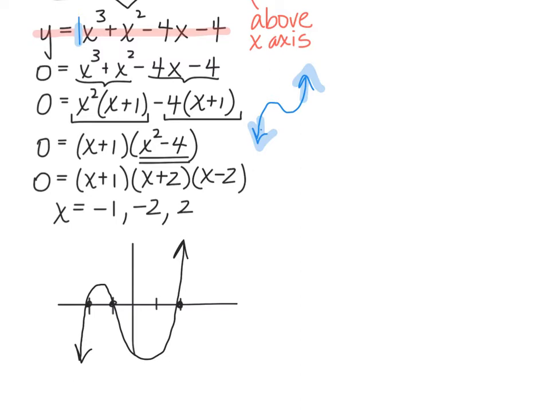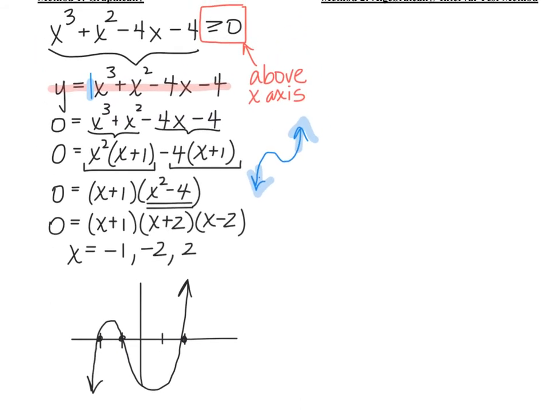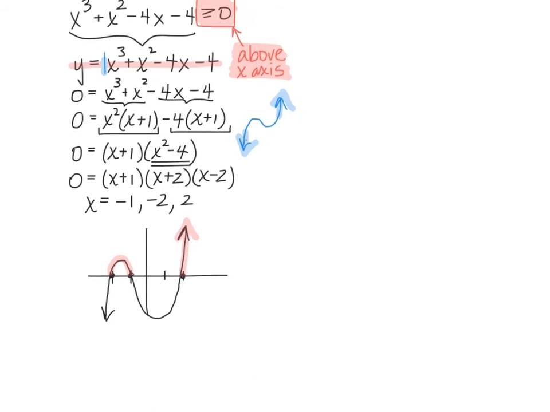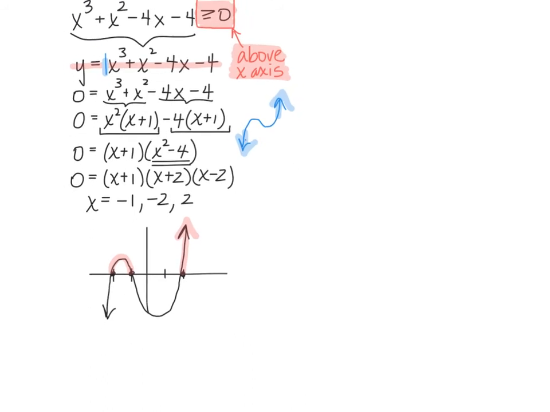Now, we were interested in the portion of the graph that was greater than or equal to 0, which means we're looking where the y values are greater than or equal to 0, and that corresponds to the portion of the graph that is above the x-axis. So if you get out a highlighter, highlight the portions of the graph that lie above the x-axis, and you'll see there are two portions of the graph that lie above the x-axis. So my answers for the inequality are the x values that lie in these two regions on this graph.